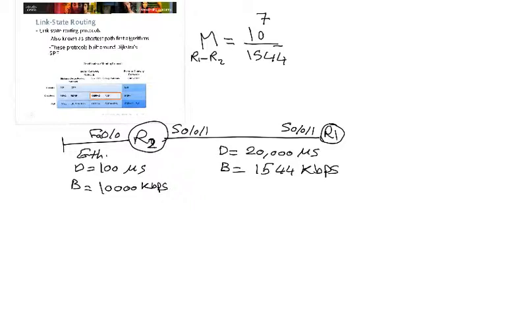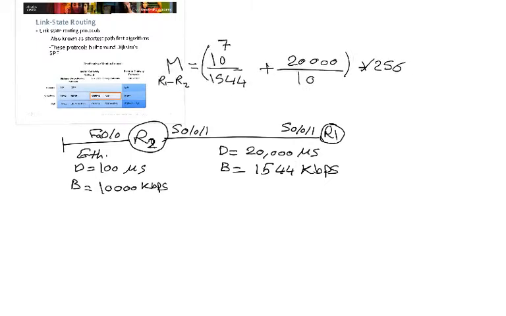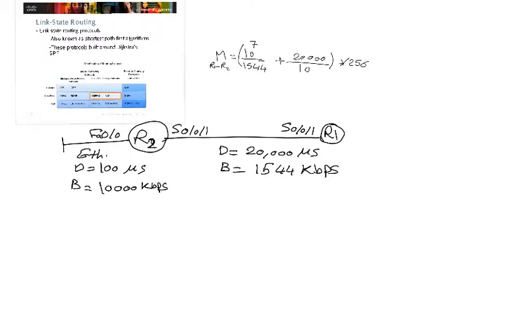Okay, so this is the bandwidth part of the metric between R1 and R2, plus the delay. As we said, the delay is calculated based on the delay in microseconds, which is 20,000 divided by 10. What we forgot to mention is that both numbers should be multiplied by 256. So that's one thing we forgot to mention, okay? This is one important thing we have to keep in mind. This is for the calculation of the metric on one link.